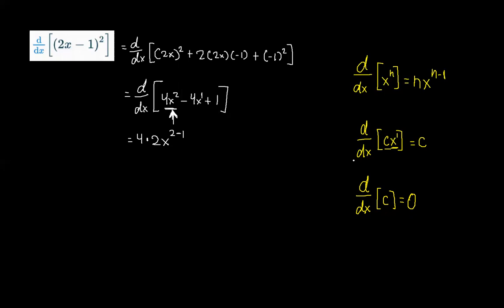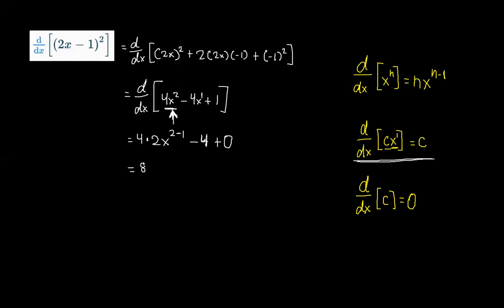So for me, I'm going to use this method, because the derivative of cx is equal to c. Hence, the derivative of negative 4x is equal to negative 4. See, much more convenient than using the power rule. Okay. Then lastly, the derivative of the constant term, which is 1, will just basically give you the result of 0.